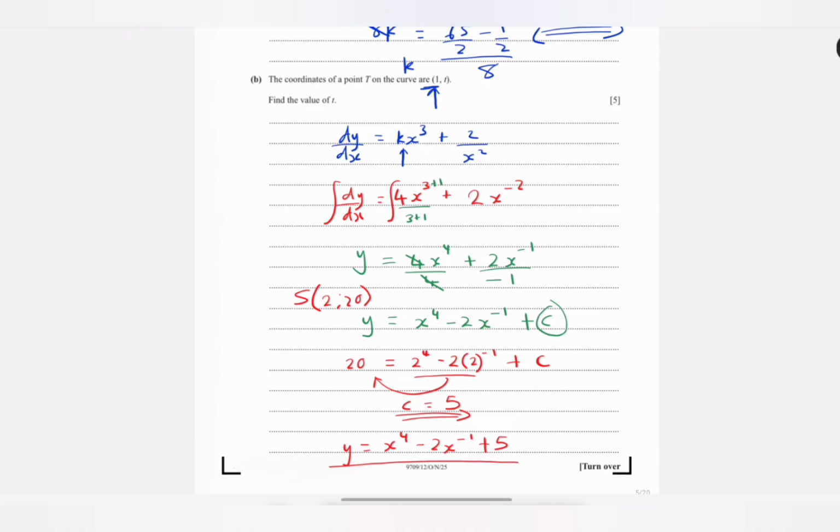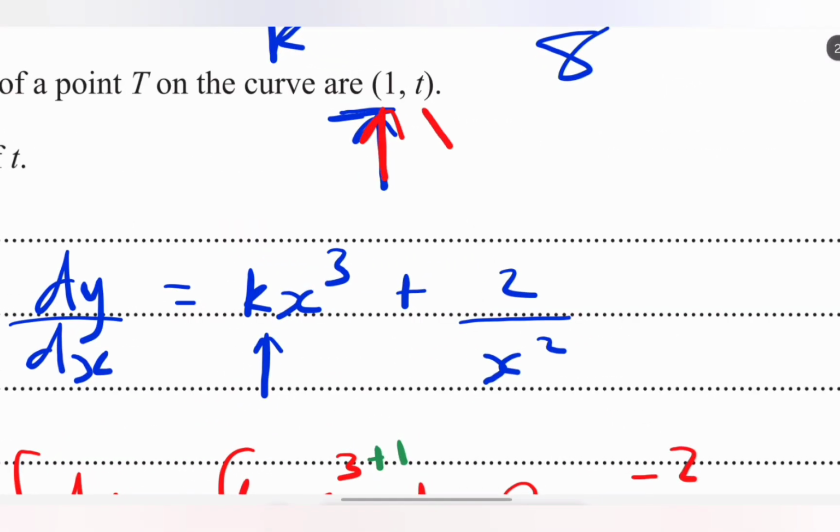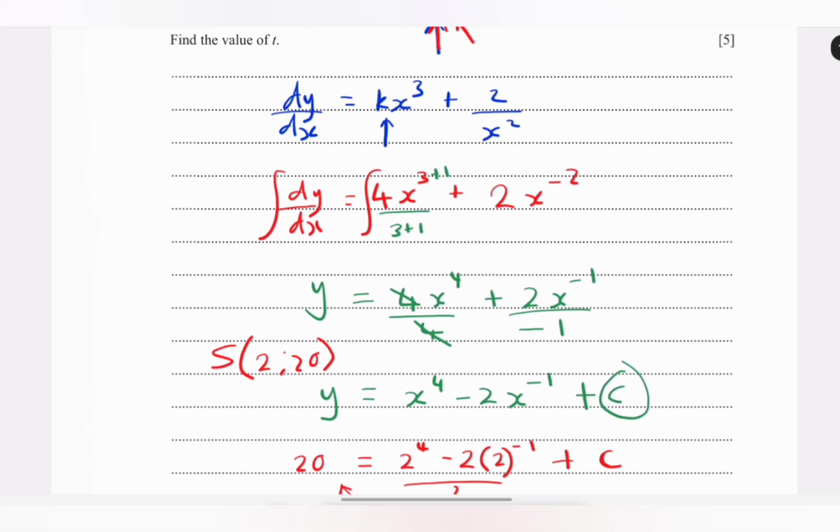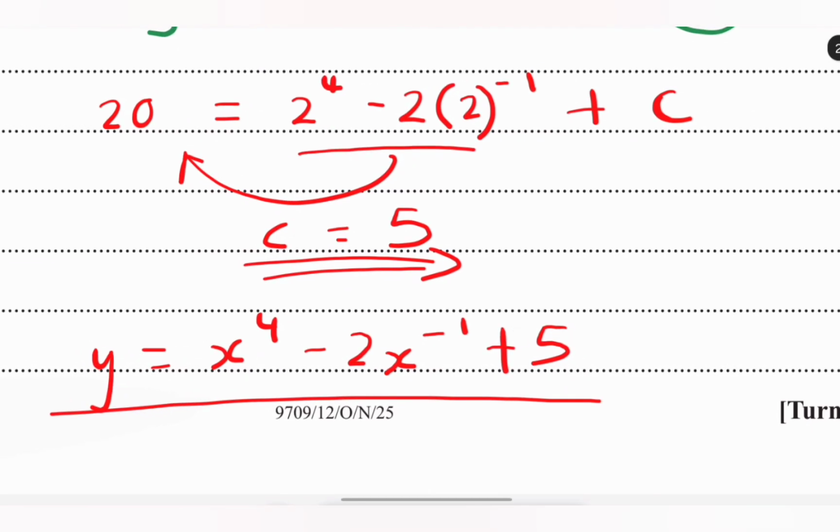Now with this equation, we're just going to substitute this 1 to get the y coordinate. So substituting 1 in there, we get 1 minus 2 plus 5. And that gives us y is equal to 4. Therefore, we can safely say t is equal to 4.